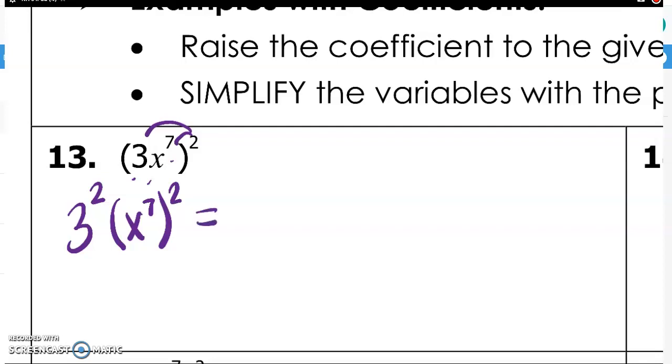So this becomes 9x to the 14th. So you actually do 3 squared, which I have written here, which is 9, and then 7 times 2 to get x to the 14th.